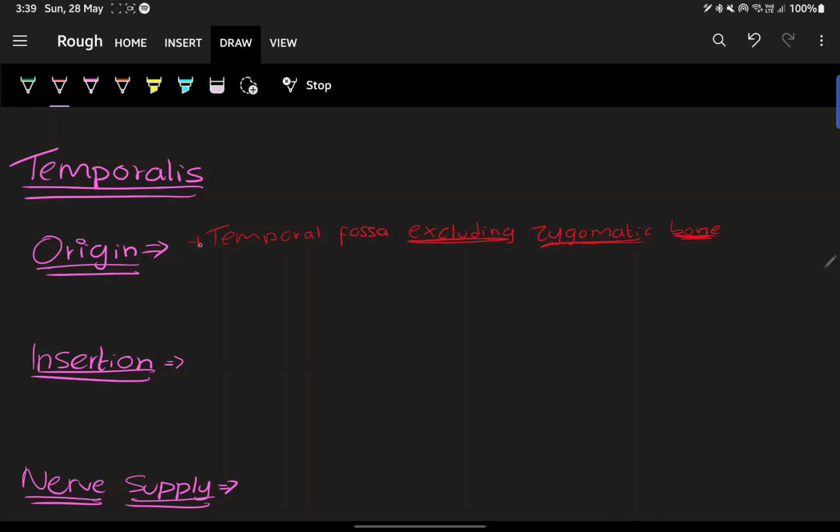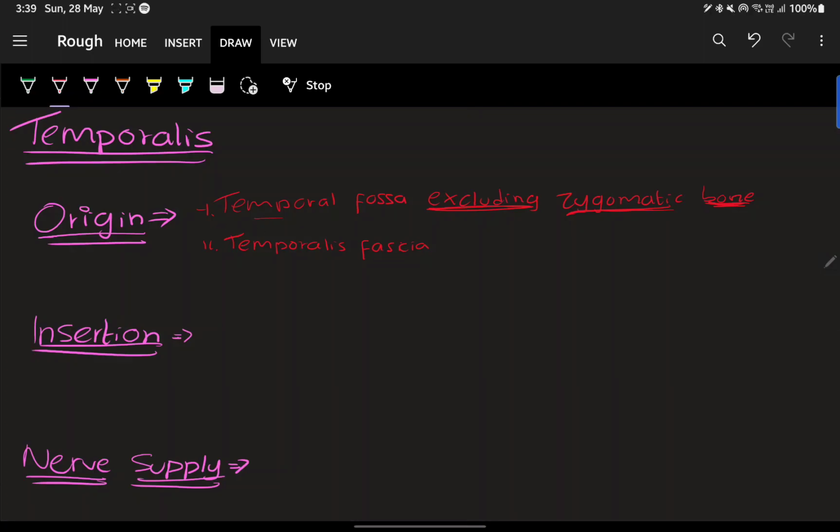Okay, that's one of the origins, and the second origin is from the temporal fascia. This is not as important as this, but it's important as well. Temporalis fascia. So these are the two origins of temporalis muscle.